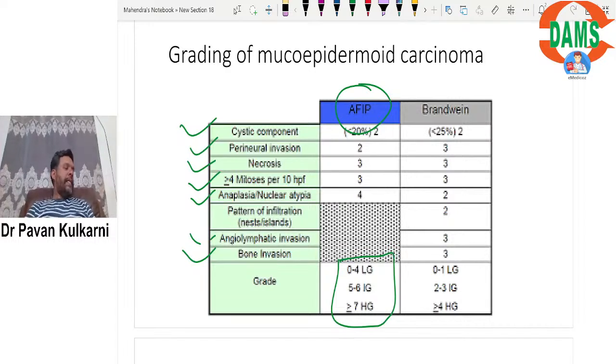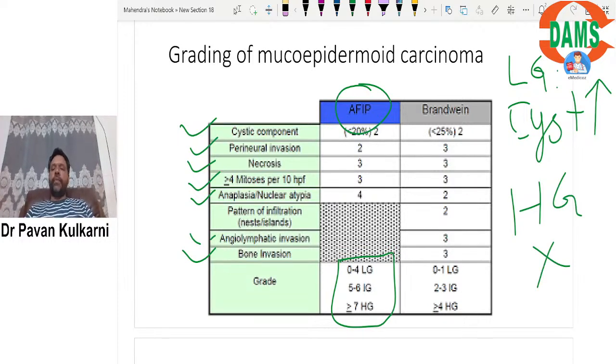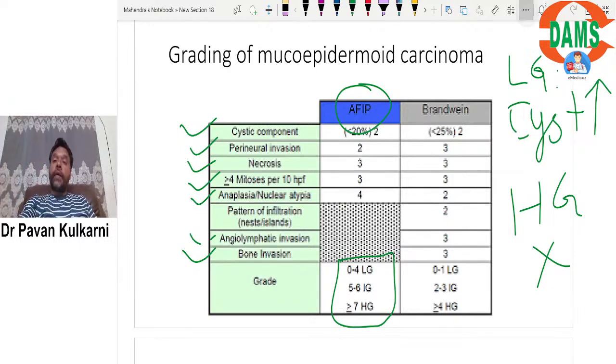Here what we are supposed to remember is, low grade LG will have more cystic spaces, whereas HG will have literally no cystic spaces. There won't be any cystic spaces in HG. So this is a very important point you have to remember in mucoepidermoid carcinoma.